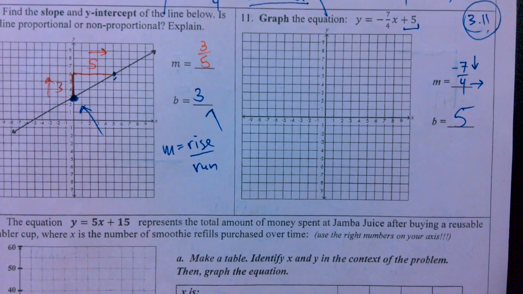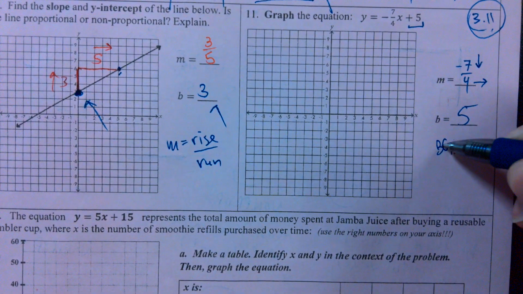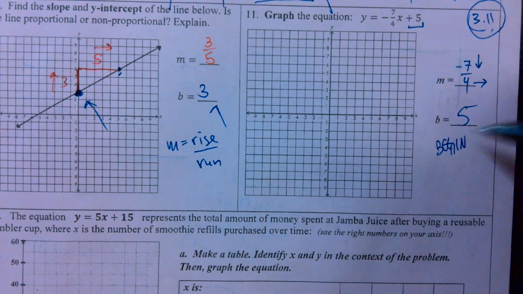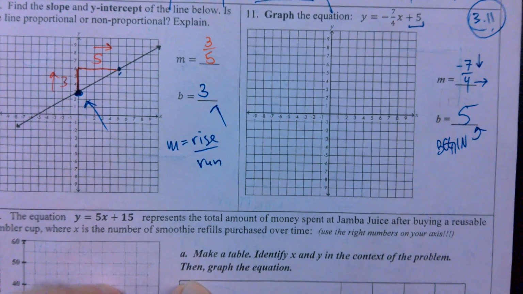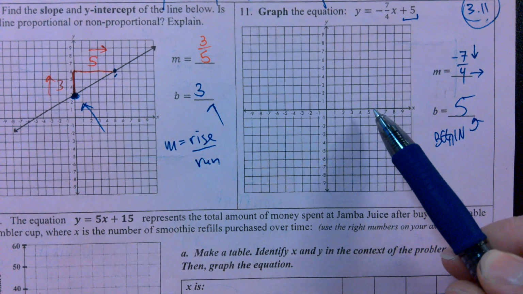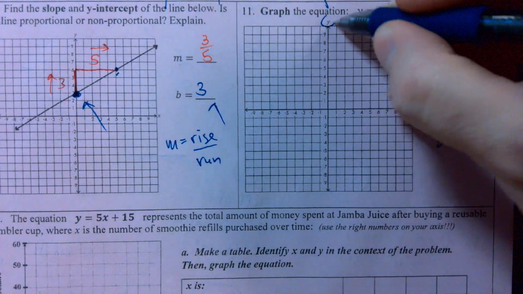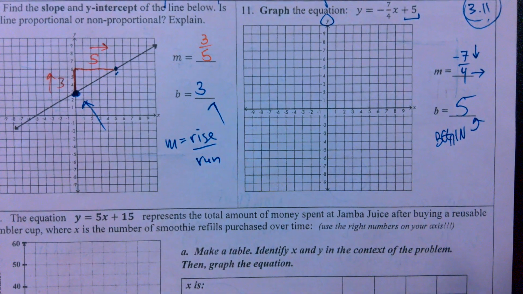So now this is what Ray was saying, right? I'm going to begin. I always forget the B. I'm going to begin at 5. Am I going to begin right here at 5? No, because B is on the Y. That's right. I'm going to go to my y-axis. There's a little y up there in case you forget.